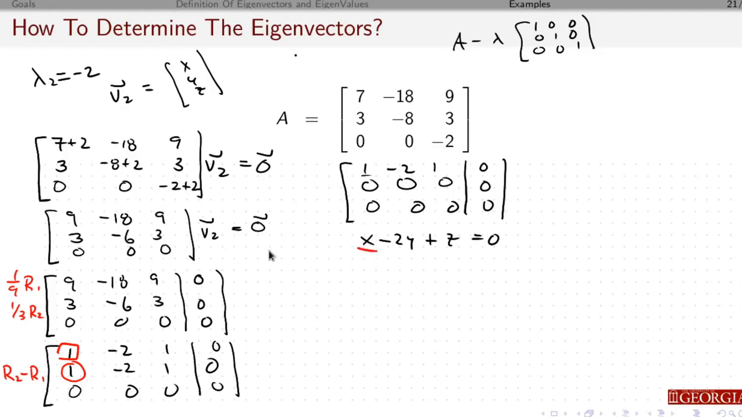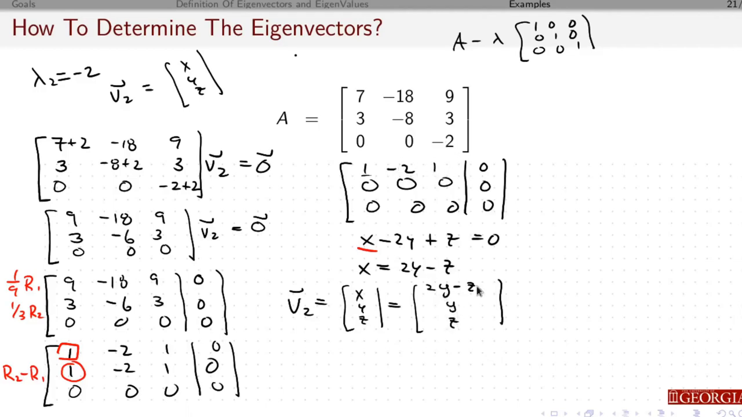There's my pivot. Notice I'm not doing anything different than what we've done before. So this is 2y minus z. So that means now my v2, I just said, was x, y, z. Since x is a pivot, I can replace it with 2y minus z. There's no restrictions on y or z here. Y or z can be anything. So I can't do anything with that. So those are not pivots.